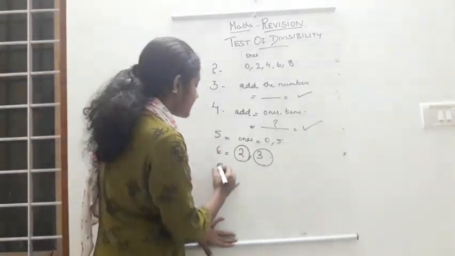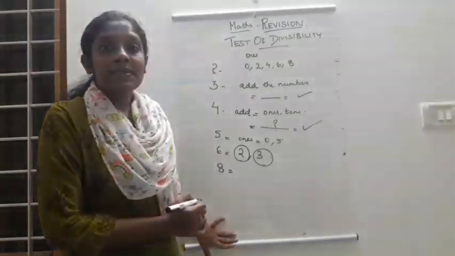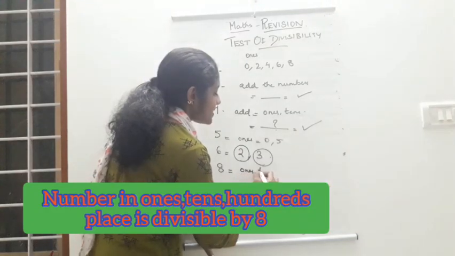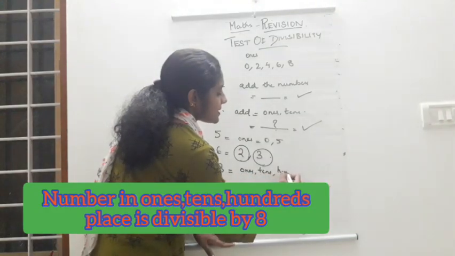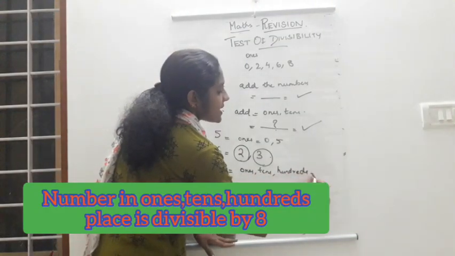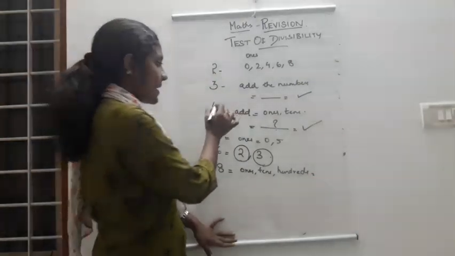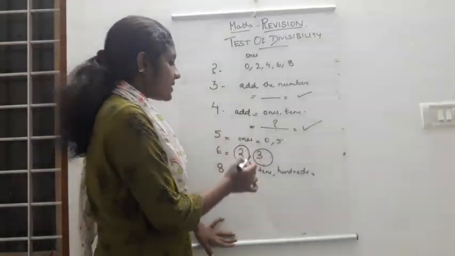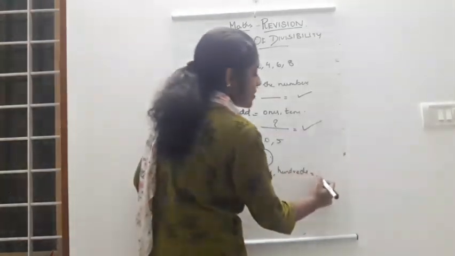Then we learned the divisibility test of 8. What was the divisibility test of 8? The number in the ones, tens and hundreds place. It is the same as that of 4. In 4 you take only the number in the ones and tens place. Here you take the number in the ones, tens and hundreds place.